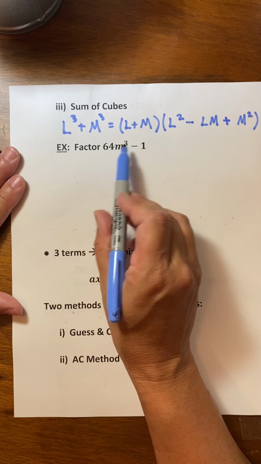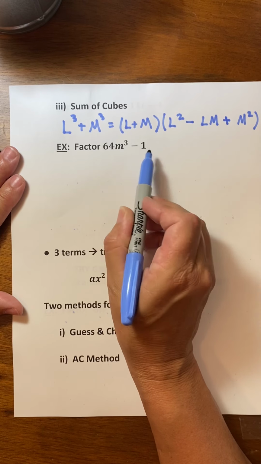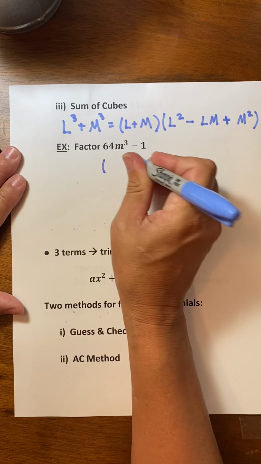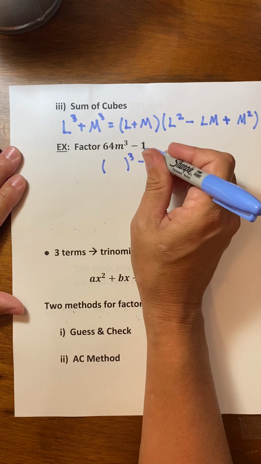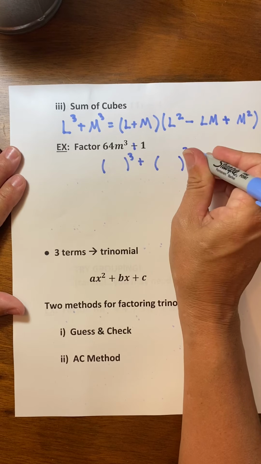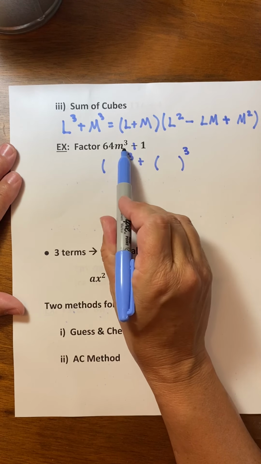64 is a perfect cube number. Let's look at this example. M is cubed and 1. So we can rewrite this as something cubed plus something. Ooh, that's supposed to be a plus, another typo. I'll fix it before you get it. So let's look at 64 m cubed plus 1.